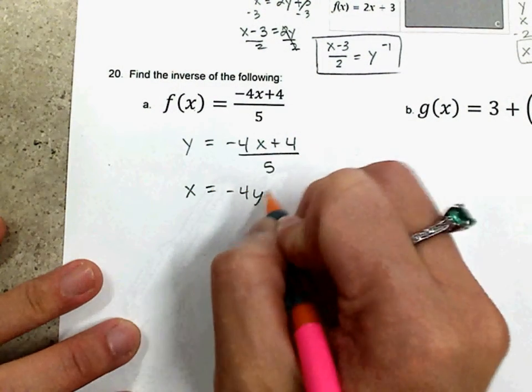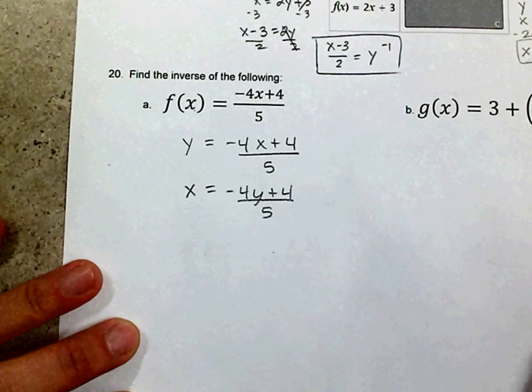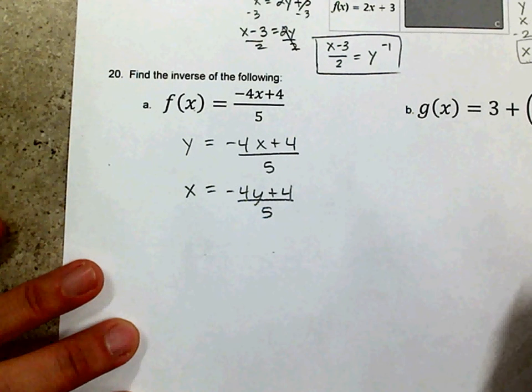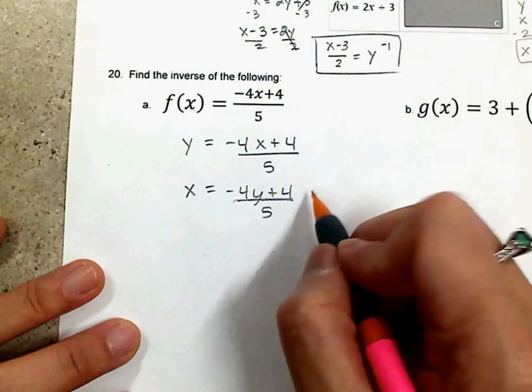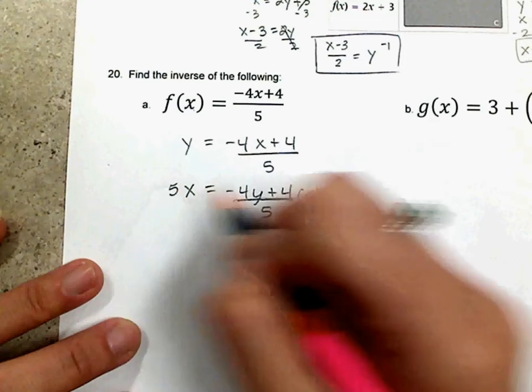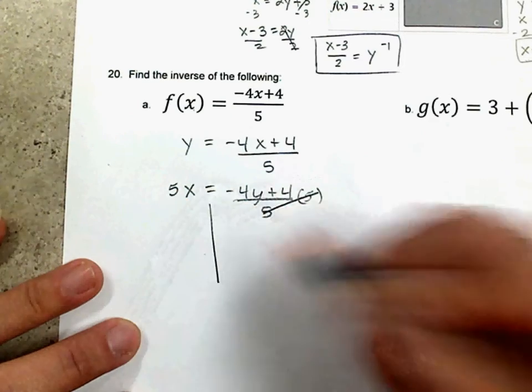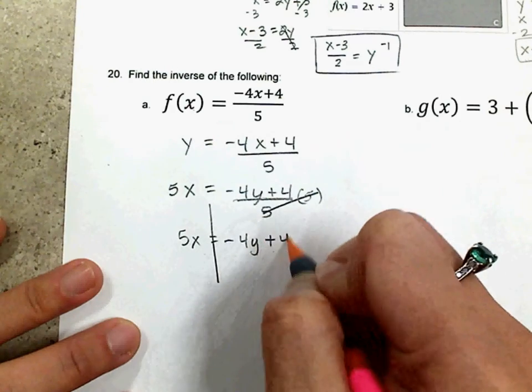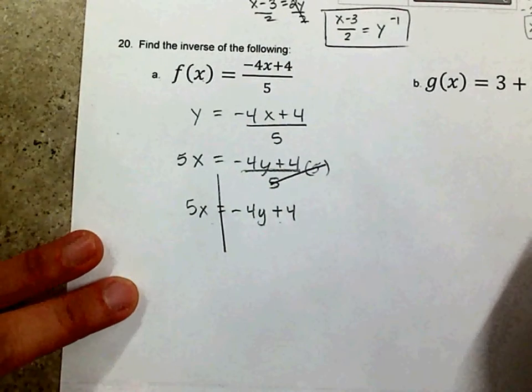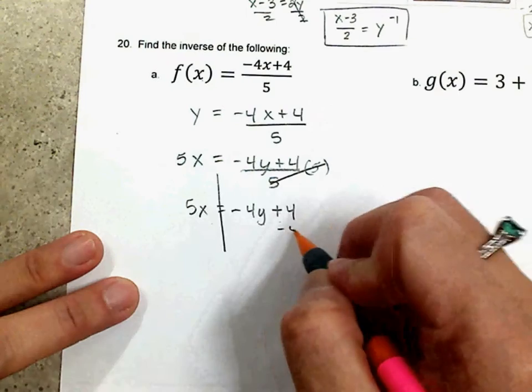All right? Solve for y. How do you solve for y? Opposite of dividing by 5 is multiplying by 5. What you do to one side, you do to the other. So 5x equals -4y plus 4. Okay? Now what? Subtract 4. Cancel.